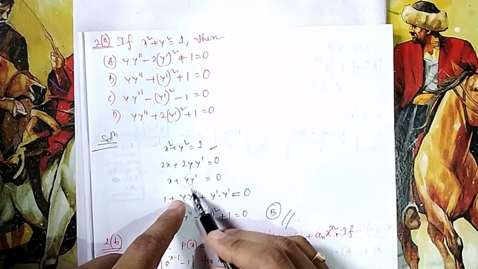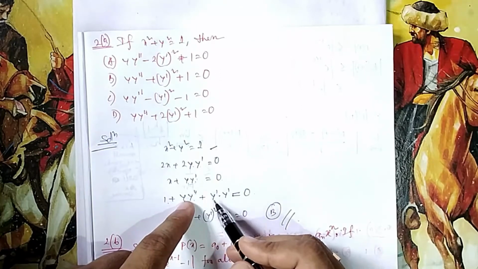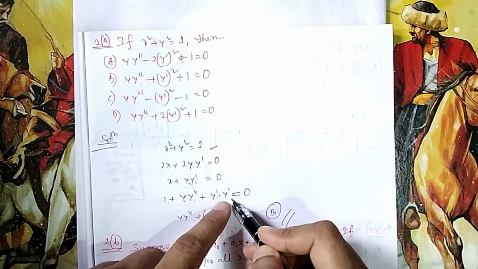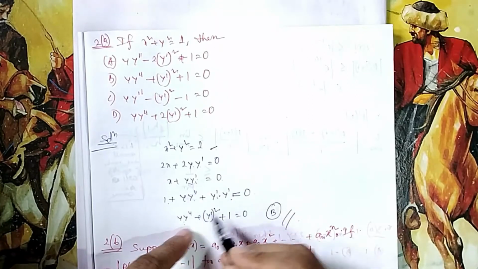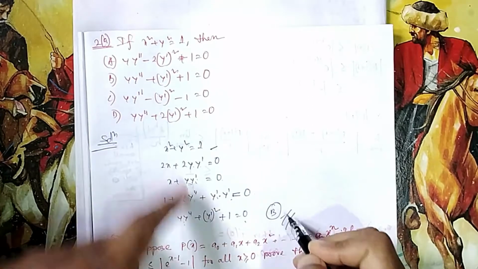First you take y constant, y dash differentiation, double dash. Then you take y dash constant, differentiation of y is y dash. So ultimately you will get y dash square plus 1 equal to 0. That is your option B.